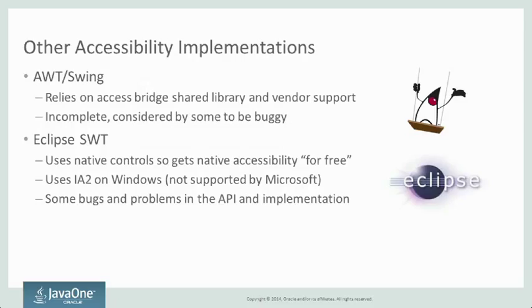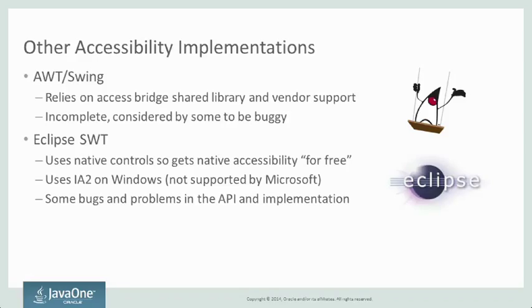Okay, so there are two other accessibility implementations around for Java. AWT Swing accessibility is known to be not that great. That's all I'm going to say about it. It requires that you have an extra jar and an extra shared library, and it's clunky in that way. Eclipse accessibility is good for the native controls.